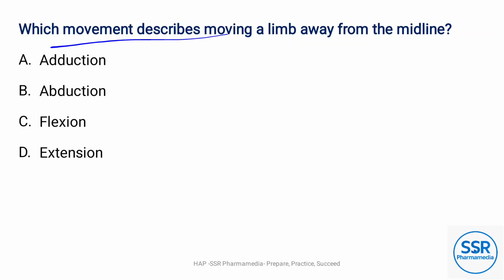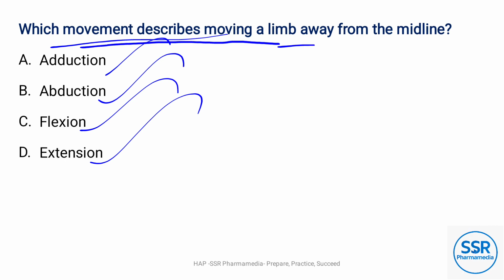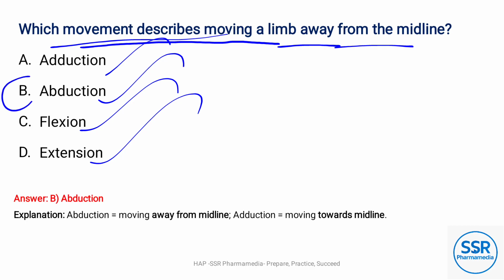Which movement describes moving a limb away from the middle? The coming questions are asked from the above tabular column. Option A, adduction, option B, abduction, option C, flexion, option D, extension. Away from the middle means abduction. So the answer is abduction. Abduction means moving away from the midline of the body.